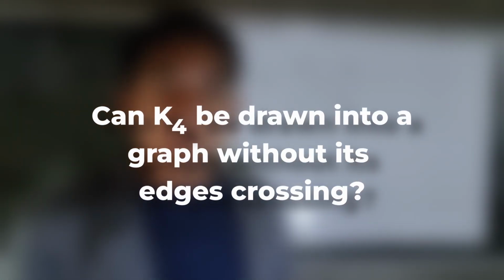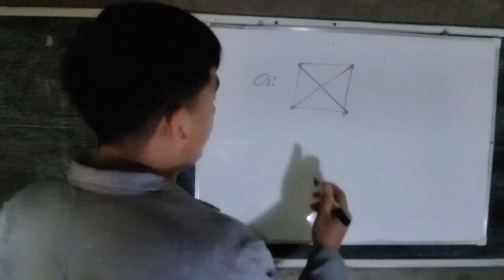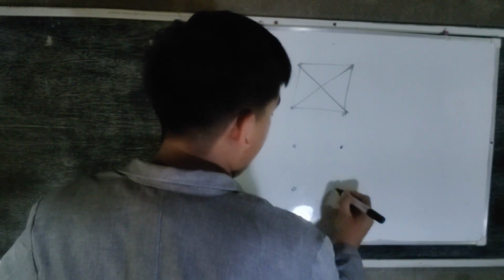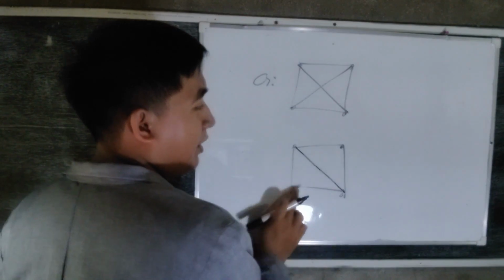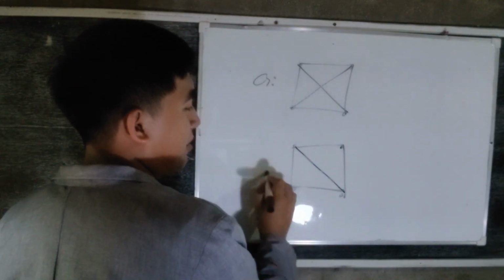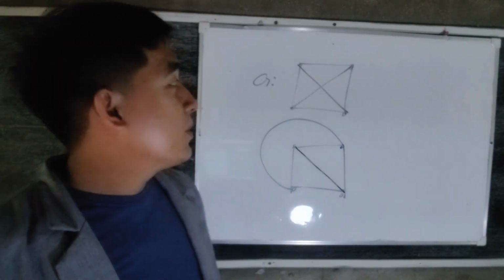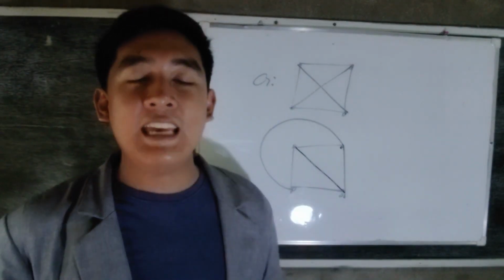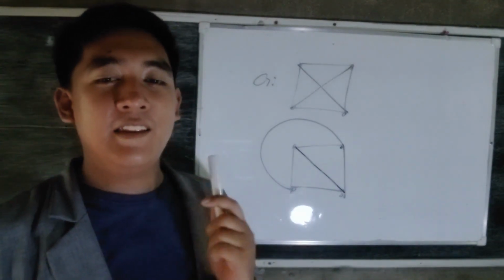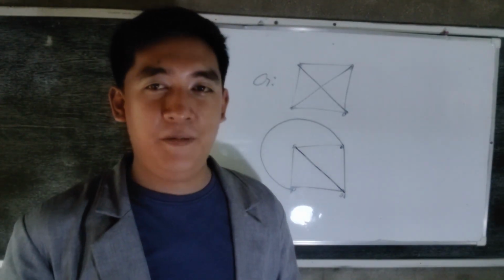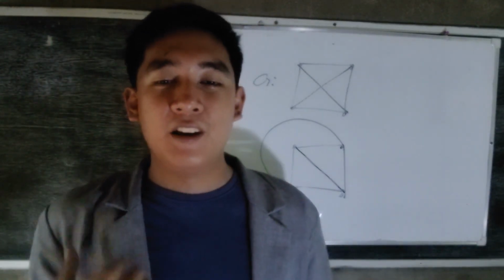Can K4 be drawn into a graph without its edges crossing? Yes. And it will be in a possible form like this. Instead of connecting an edge here to here, where the edges would cross, I'll just create an edge outside. So, since K4 can be drawn into a graph without any of its edges crossing, then K4 is a planar graph. If it is possible to draw it so that its edges do not cross, then it is a planar graph.